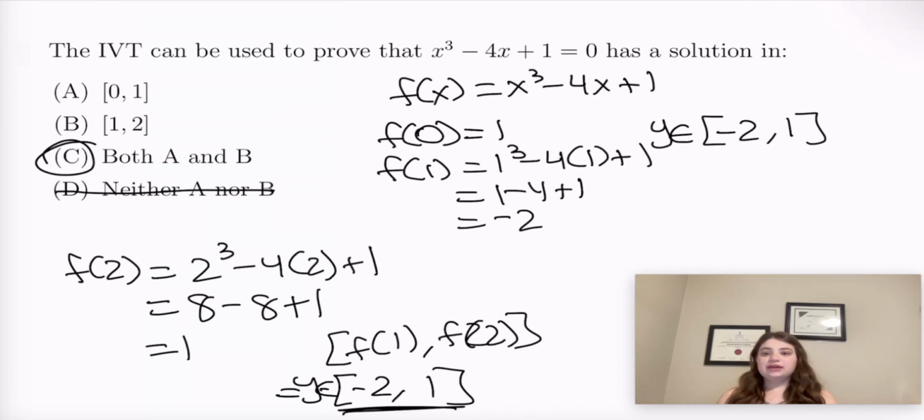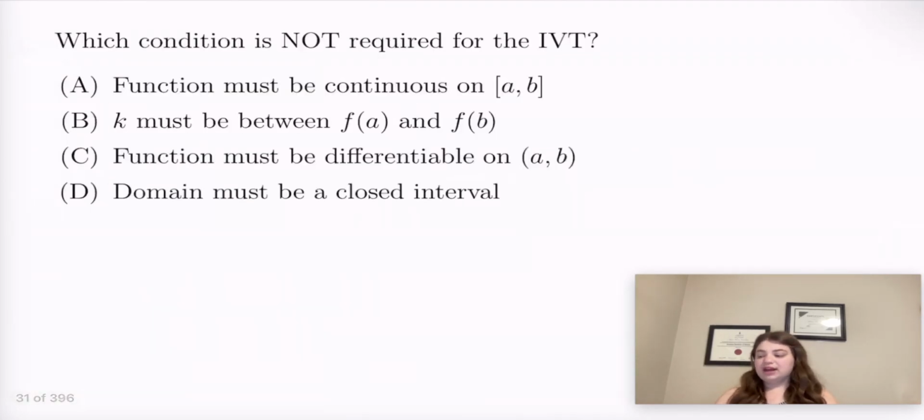All right, and let's try the next one. This one's more of a theory question, and it asks, which condition is not required for IVT, the intermediate value theorem? The first one says the function must be continuous from A to B, so that is absolutely a requirement, so that one will not be the correct answer because that's true. K must be between f of A and f of B. So once again, if we go back to the beginning part of the video where I talk about what the intermediate value theorem states, we know that K does have to be between f of A and f of B. It could be including those values, that's fine, but it does have to be between, so this would be true.